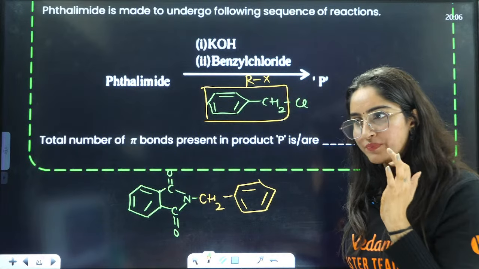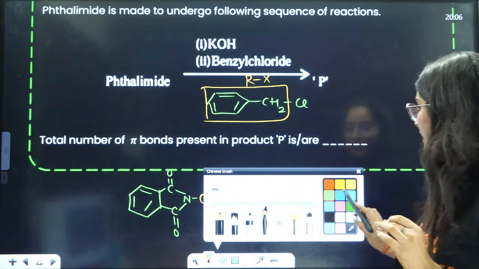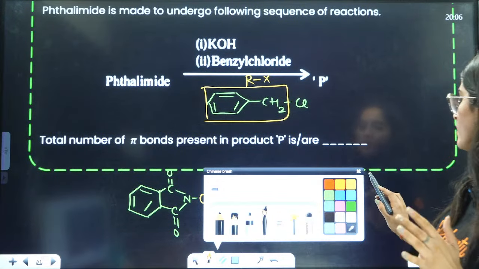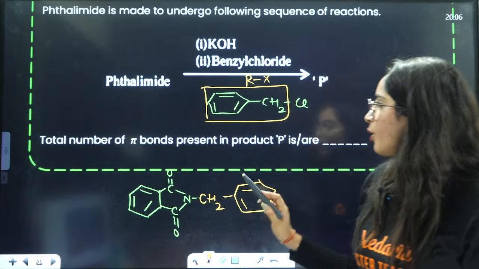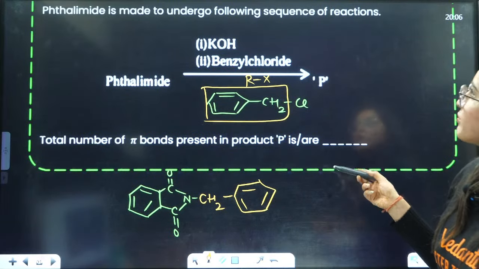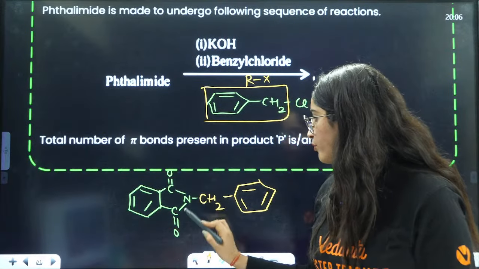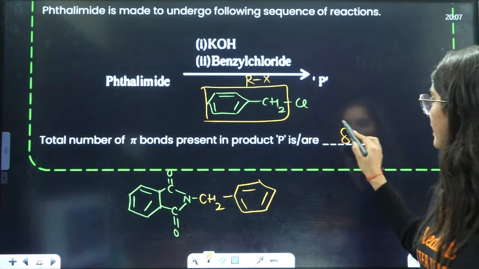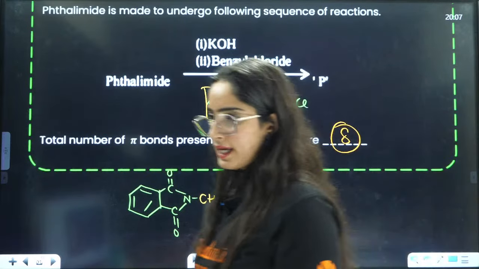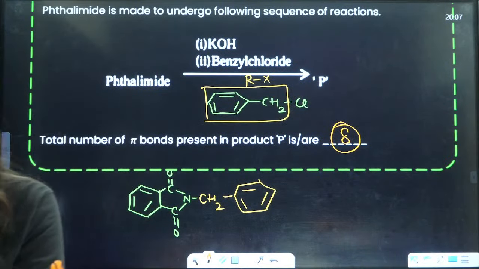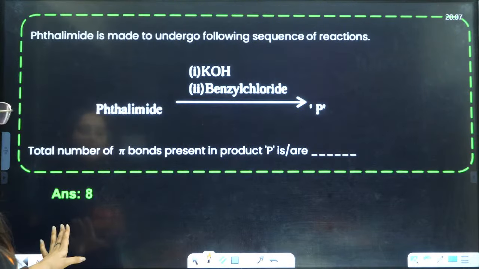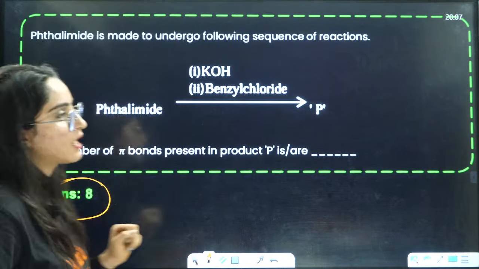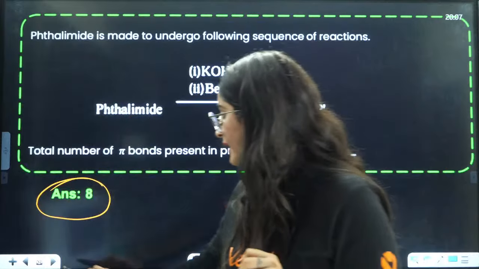Right? Okay. Now tell me how many pi bonds are present here? 1, 2, 3, 4. How many pi bonds are present in the product? They're asking the total number of pi bonds. 1, 2, 3, 4, 5, 6, 7, 8. 8 pi bonds are present here. Is that clear, guys? 8 is the correct answer.